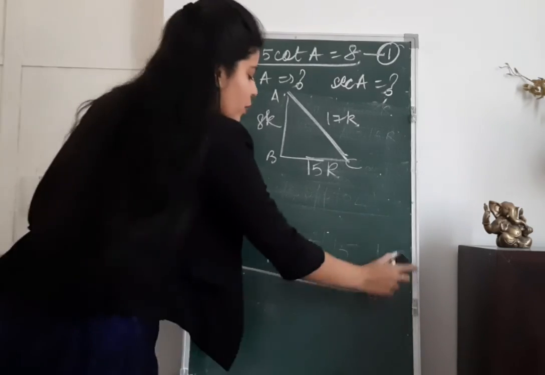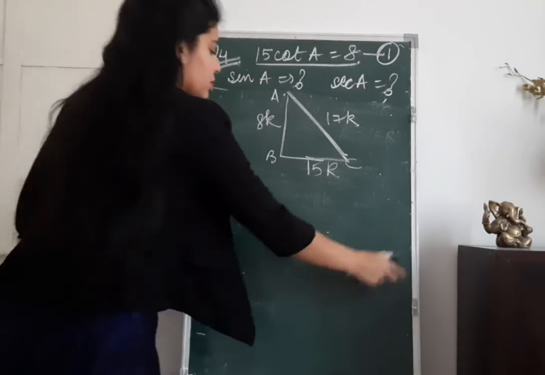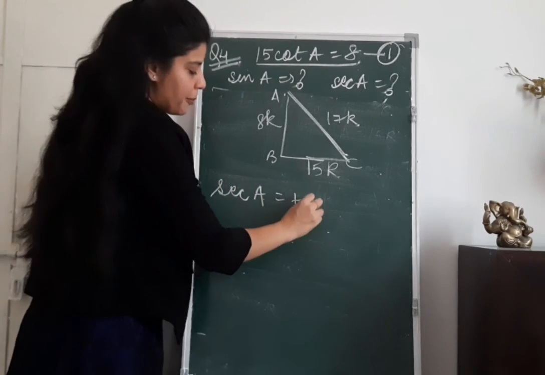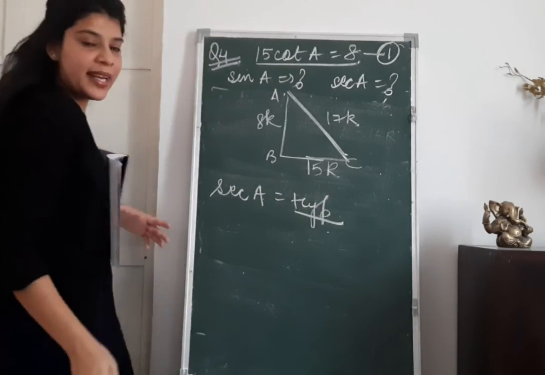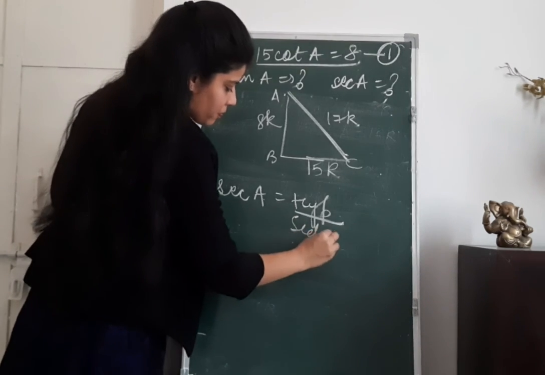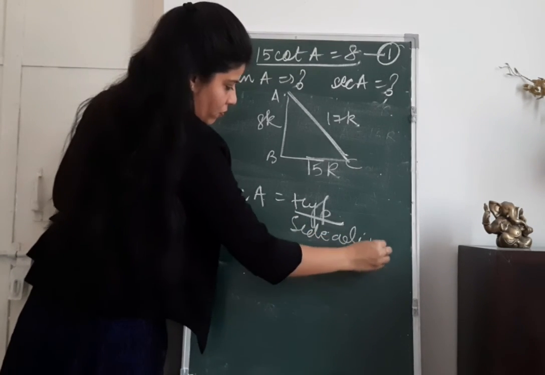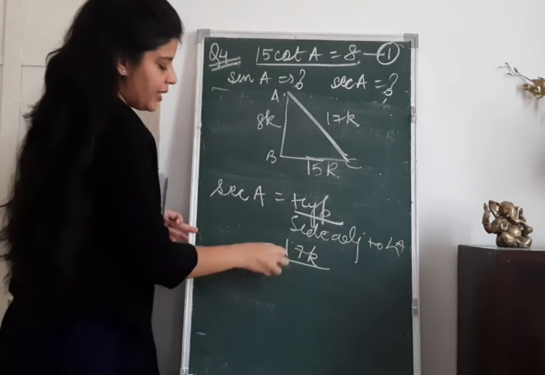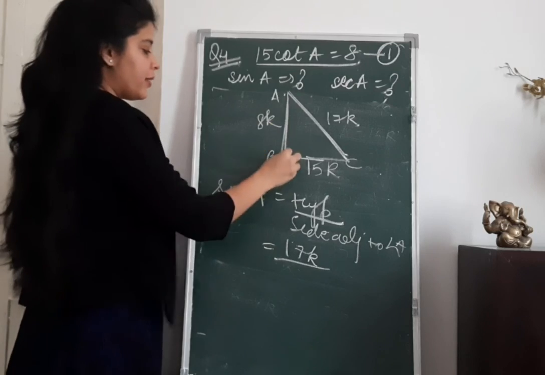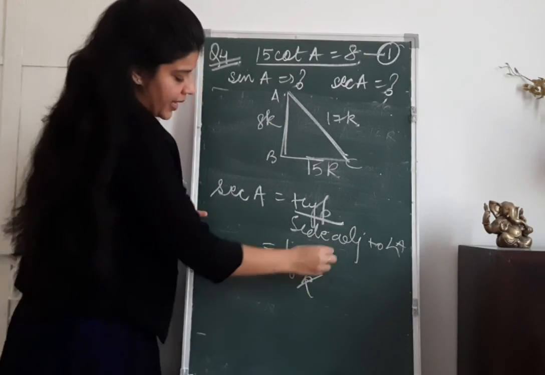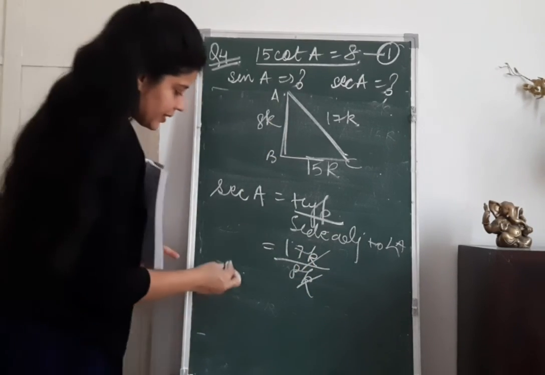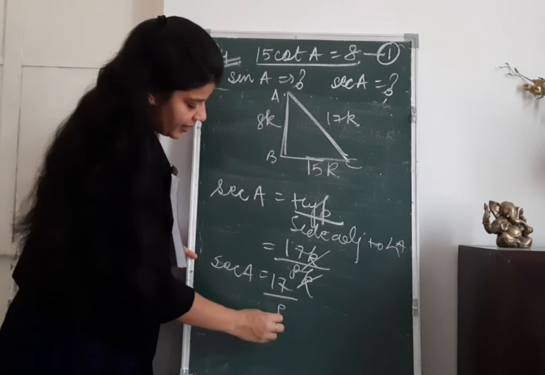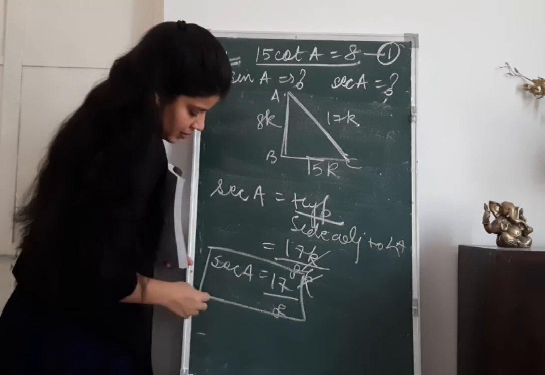What will be sec A equal to? Hypotenuse upon side adjacent to angle A. Hypotenuse is 17k. Side adjacent to angle A is what? 8k. K cancel. So I get sec A as 17 by 8.